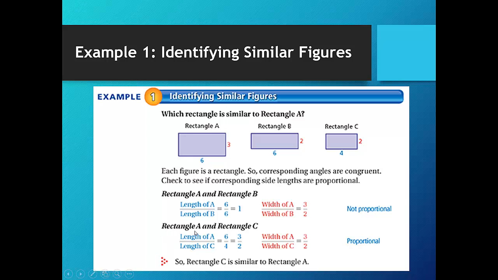Now let's compare rectangle A and rectangle C. We can look at the length of A, which is 6, over the length of C, which is 4. And 6 over 4 would be equal to 3/2. Now we can look at the width of A, which is 3, over the width of C, which is 2, and that would be 3/2. For both of these, we had 3/2. Therefore, this one is proportional. So, rectangle C is similar to rectangle A.